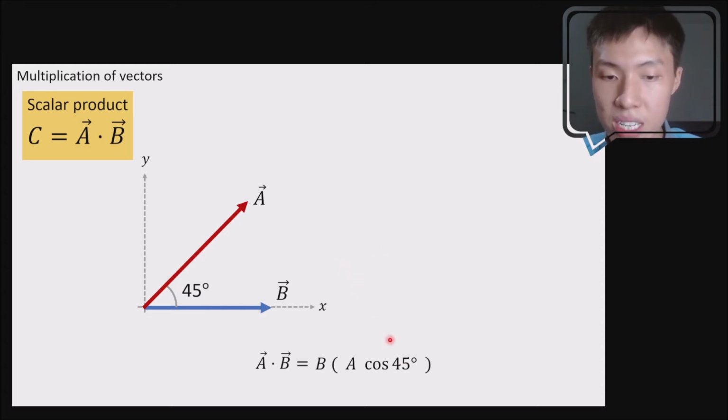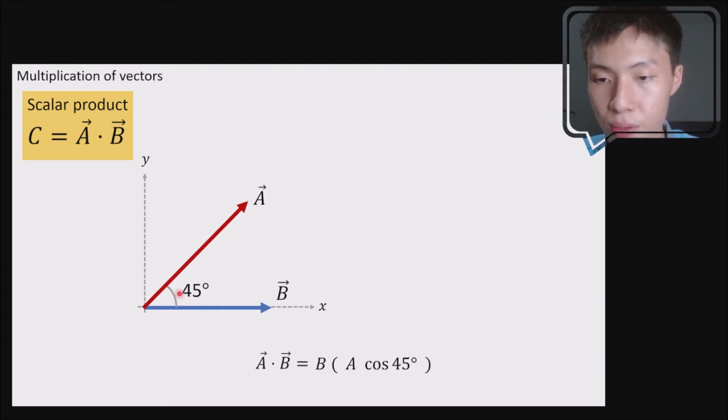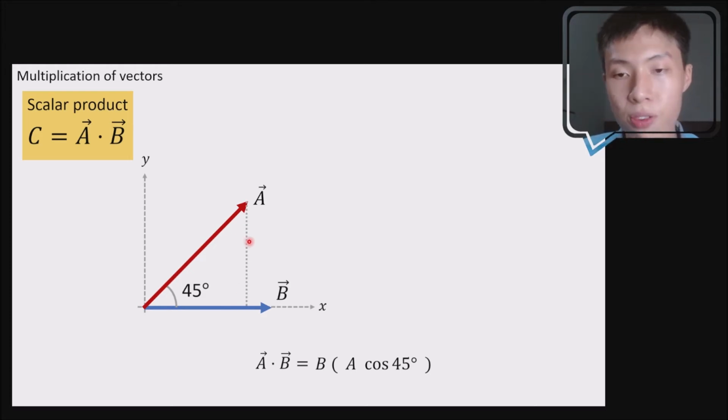So now let's see where this A cos 45 degrees actually is. We know that cos is adjacent, so it means we are finding the component of A which is beside 45 degrees. Beside 45 degrees, that means you are finding the component over here. If it's sine, then it's opposite, then it's this component. But here we have cos, so it's beside, so this adjacent component. So what we are finding here is A cos 45 degrees, which is this component here.